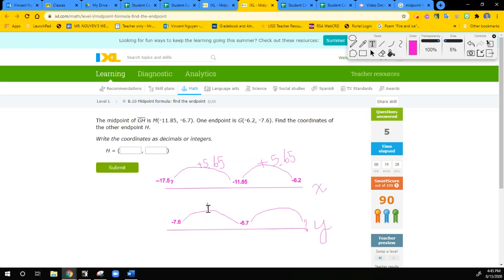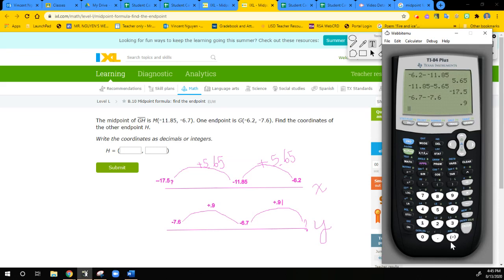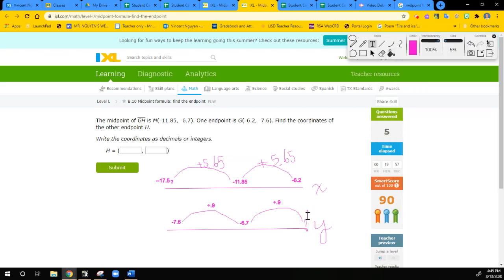Okay. So I'm adding 0.9. That means I have to do the same thing here. I have to add 0.9 to this also, right? Well, what is that? What is negative 6.7 plus 0.9? So my endpoint is negative 5.8. So over here would be negative 5.8. Okay, so just use your calculator and be careful with subtracting and adding, and you'll get your numbers.